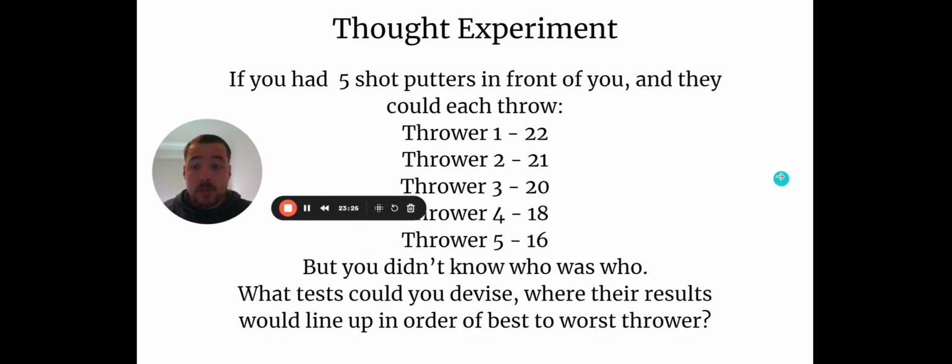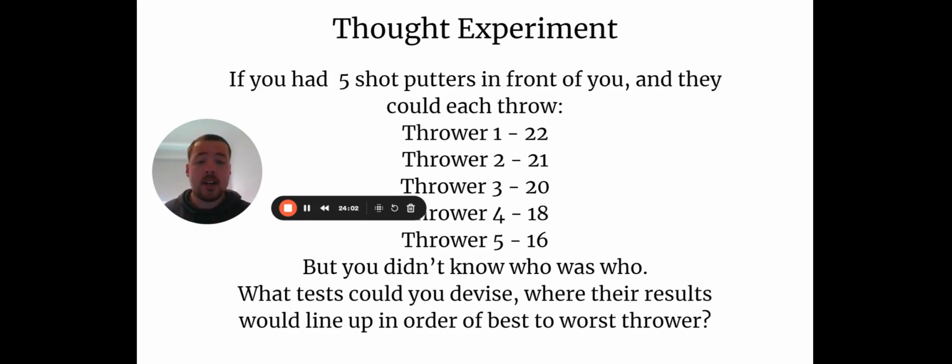Now, to make this point even greater, a thought experiment. If you take 5 shot putters, 5 mystery throwers in front of you, knowing that there's one guy who throws 22, one who throws 21, one who throws 20, an 18-meter thrower and a 16-meter thrower, okay? They're all in front of you, but you don't know who is who. And you had to come up with some tests that they could perform that you would then be able to rank them and guess who was the best thrower based on these tests, okay? So if this was the case, what test would you come up with where you would be able to find the best throwers and the worst throwers, okay?